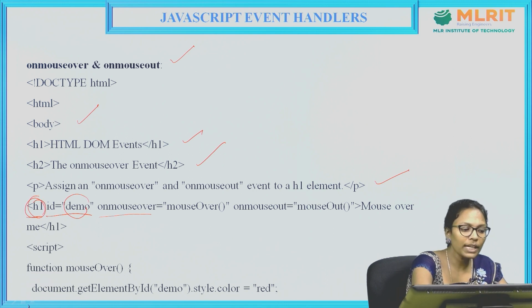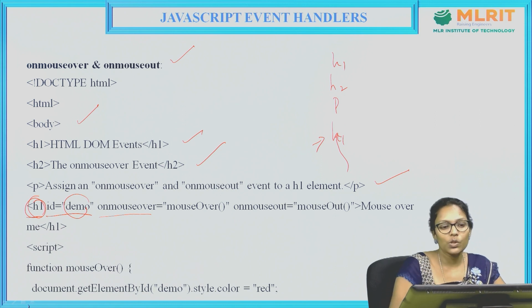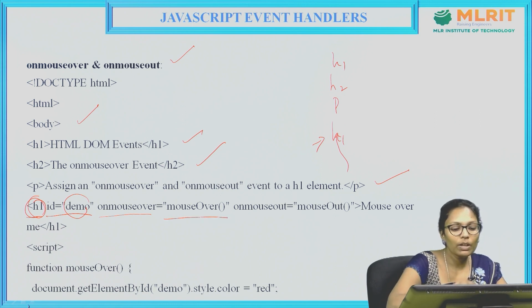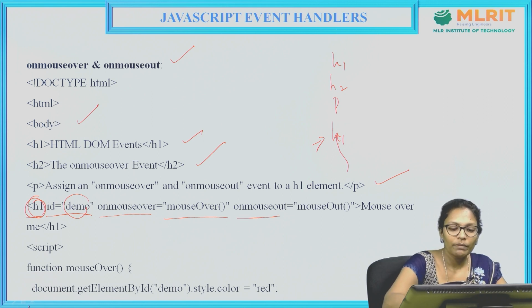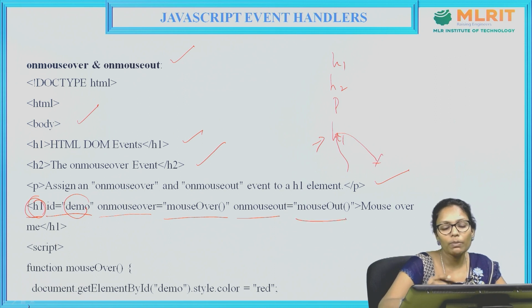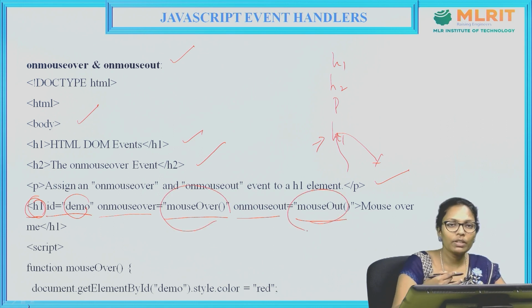So we have so many tags here. First H1 we have, next H2 we have, again P we have, another H1 we have. But this on mouse over you are applying only for this second H1. That means whenever your mouse will go to this H1, then what happens? It will call a function called mouse over. On mouse out, when you take your mouse out of this H1, then which function will be called? Mouse out function will be called. But what are these mouse over and mouse out functions? We will write that, right?